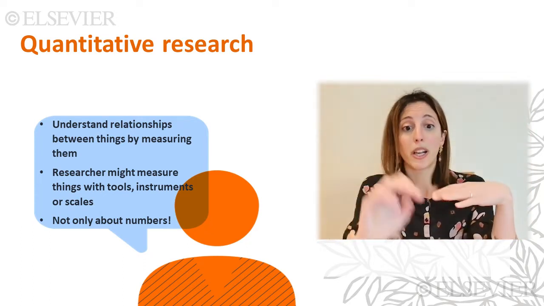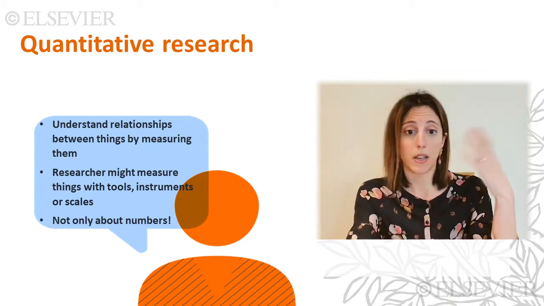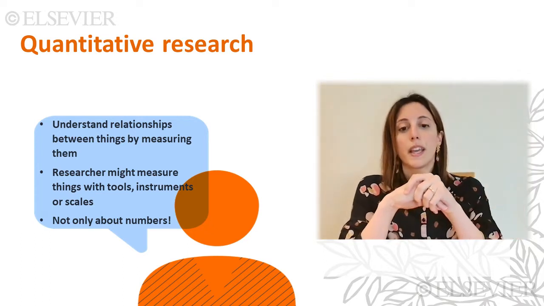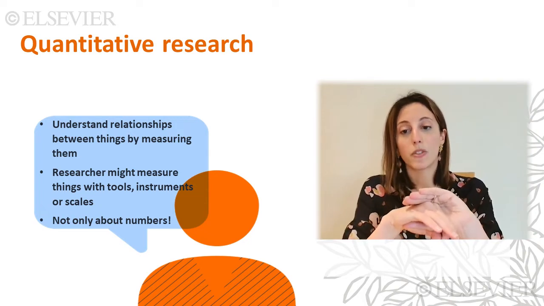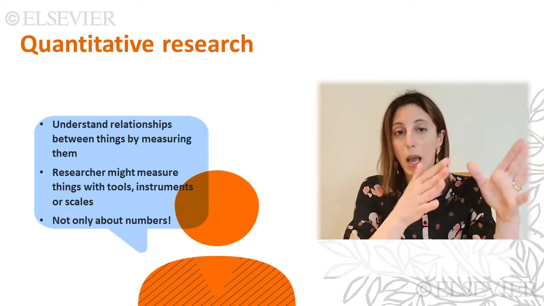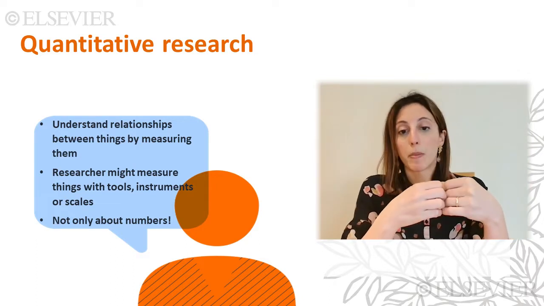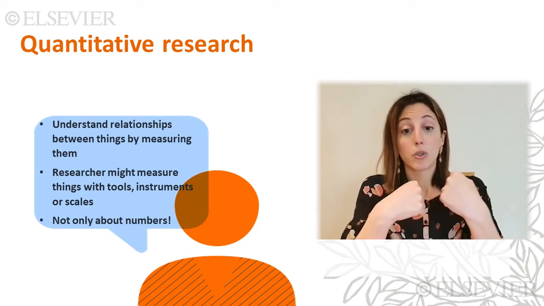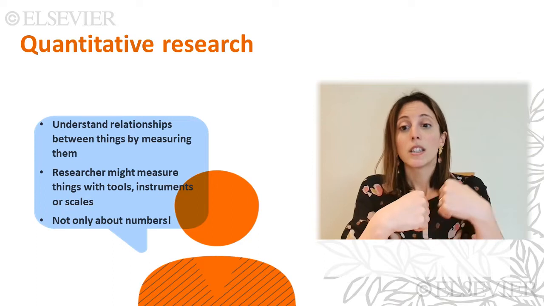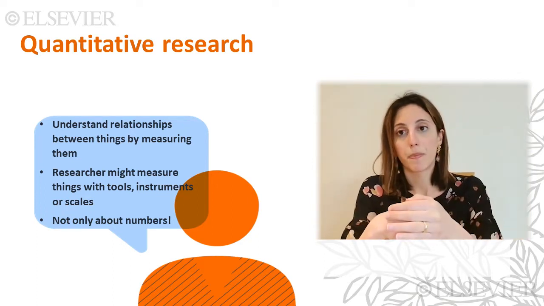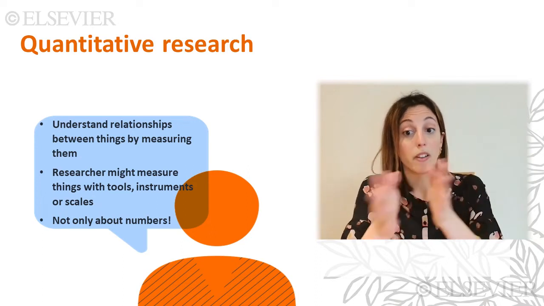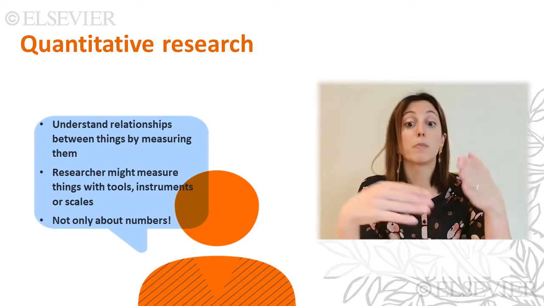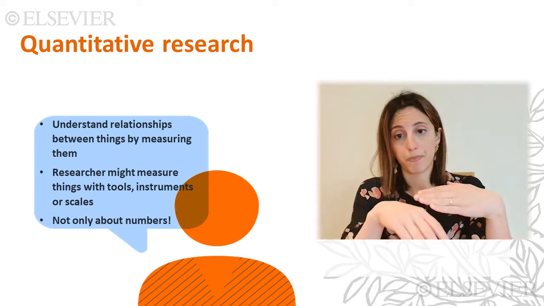Well, we also need to have a quick look at the differences between qualitative and quantitative research. In quantitative research, the aim of the researcher is usually to understand relationships between things by measuring them. For example, a researcher might be interested in knowing whether offering a mindfulness-based therapy to caregivers of patients with dementia decreases the caregiver's anxiety levels. The best way for them to know whether there are any changes in anxiety levels is to measure the caregiver's anxiety levels before the mindfulness program and after.